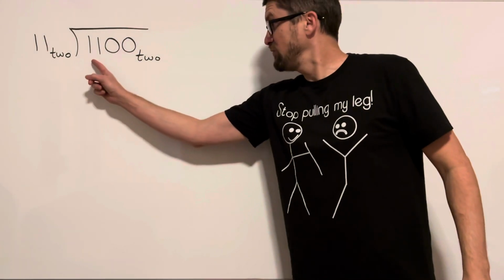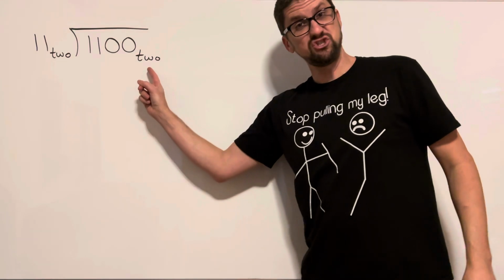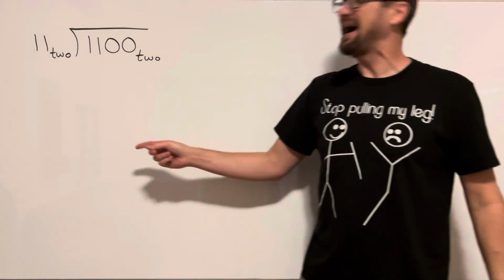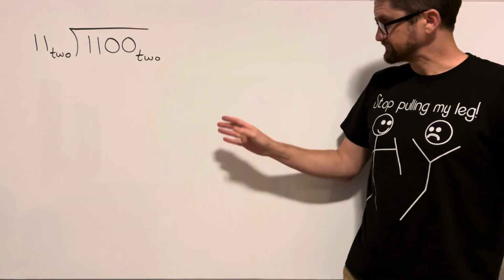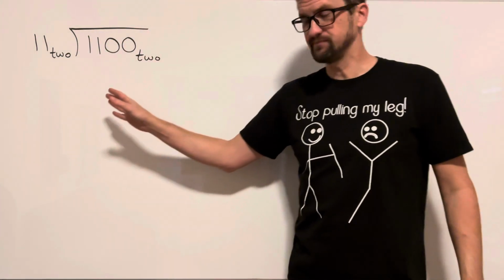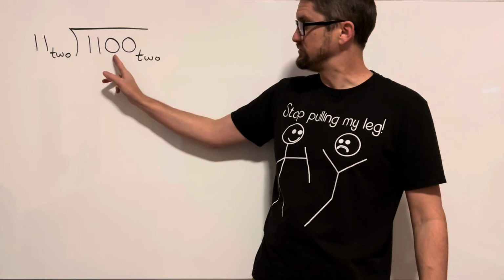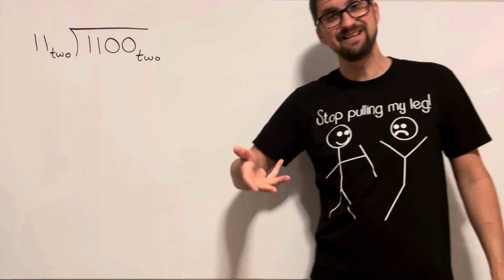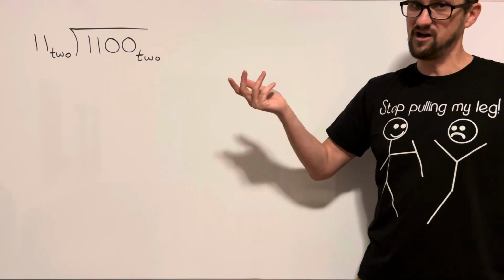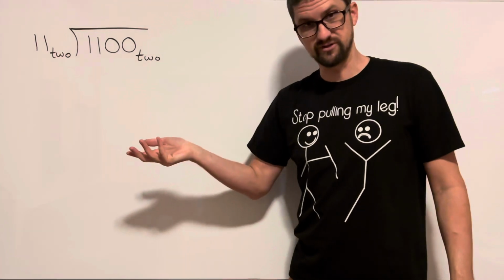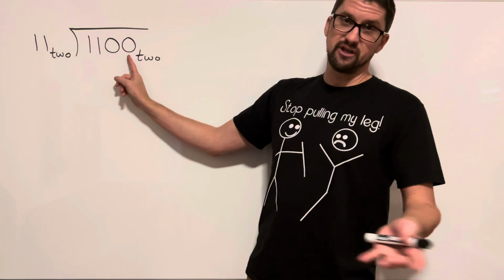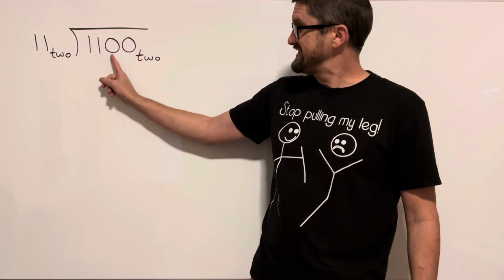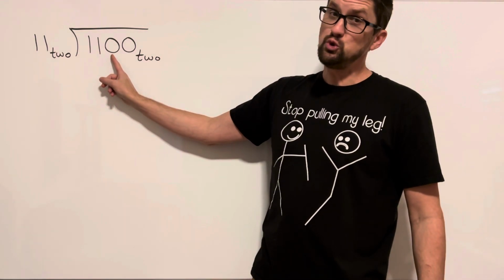We have 1100 base 2 divided by 11 base 2. These are base 2 numbers, so these place values have different meanings than the place values of the base 10 numbers that we use. This is the ones place, just like base 10, but this is the twos place.